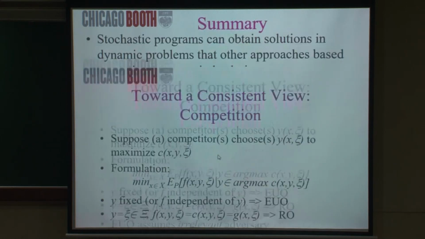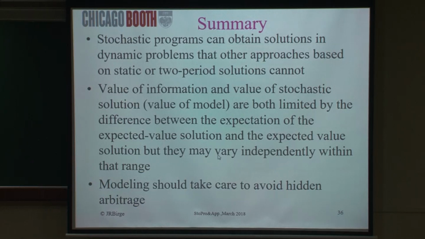Okay. All right, so in this, what I tried to show is that stochastic programs obtain solutions that approaches based on static models cannot. You can think of static as like just planning one period for the next. They cannot, because stochastic programs allow you to adapt. And that's something that these static models are not capable of.